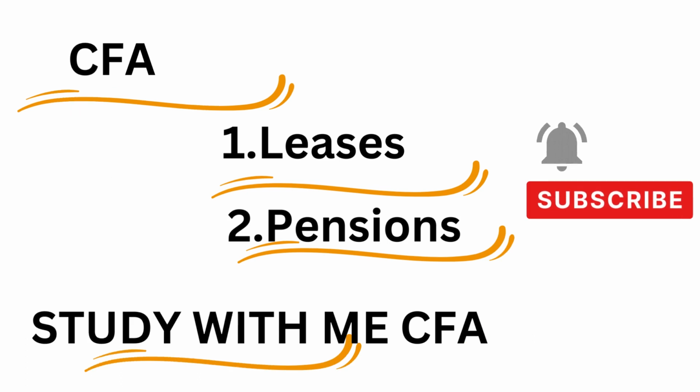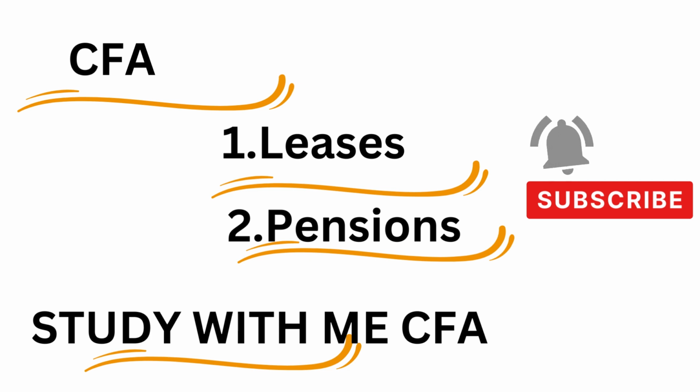Leases. Lessee reporting under IFRS: the lessee recognizes an asset and liability equal to the PV of lease payments. The interest portion of each payment is interest expense. The principal portion decreases the liability. U.S. GAAP is the same except that for an operating lease, the entire lease payment is an expense.